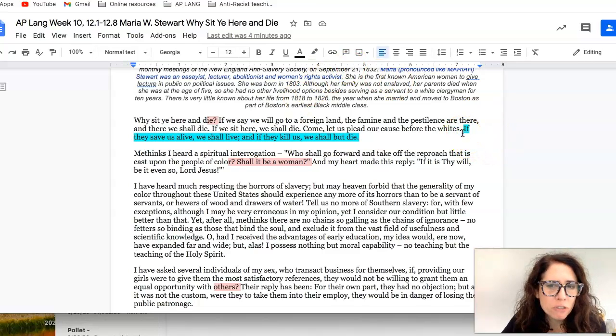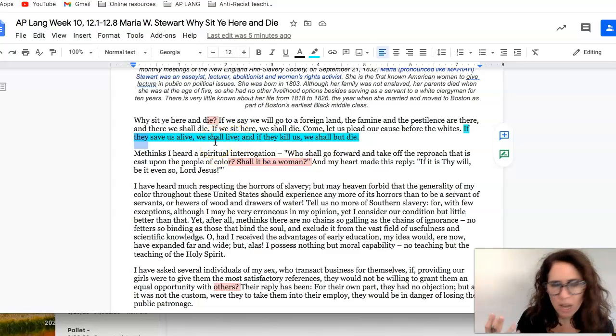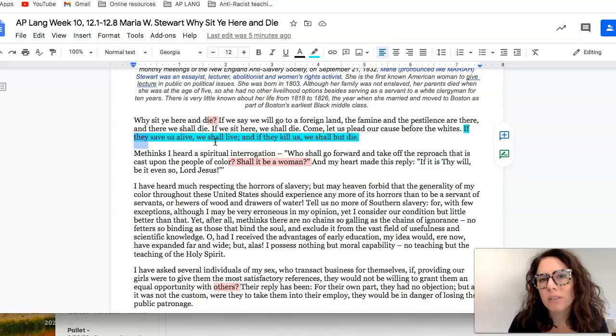But in terms of chunking this for meaning, it's like, okay, if they save us, and they, I am assuming would be whites because the sentence before she brings up white people, right? If they, let's just put white people in there. If white people save us alive, we shall live. And if they kill us, we shall but die. That seems kind of obvious, right? So if we are alive and if the white people keep us alive, we will be alive. But if they don't, right, we're going to die. So there is a balance between life and death and at the hands of white people.